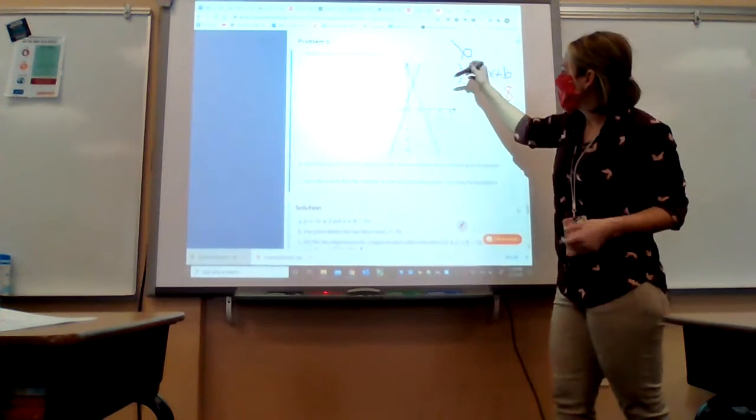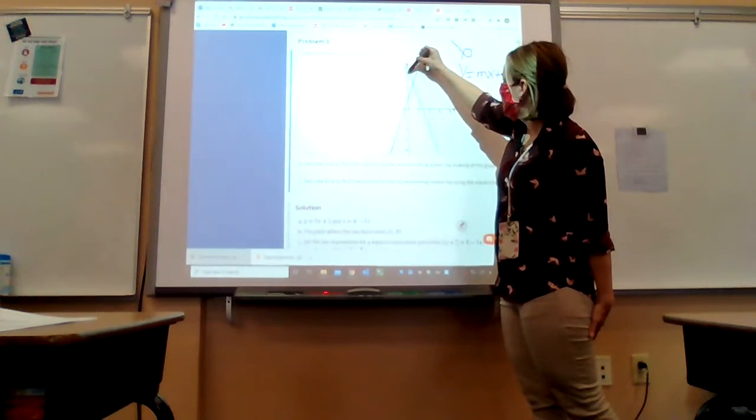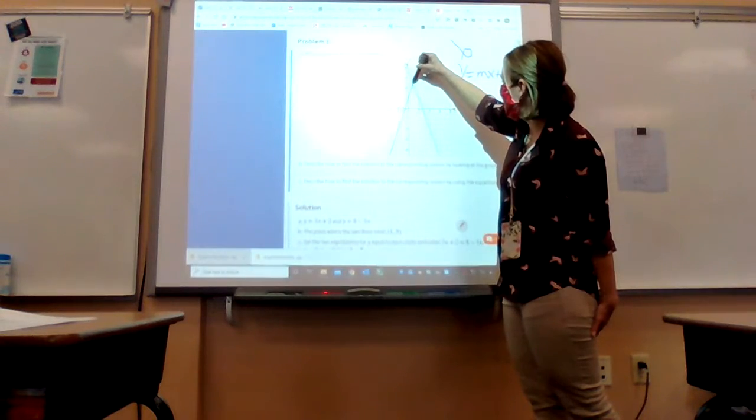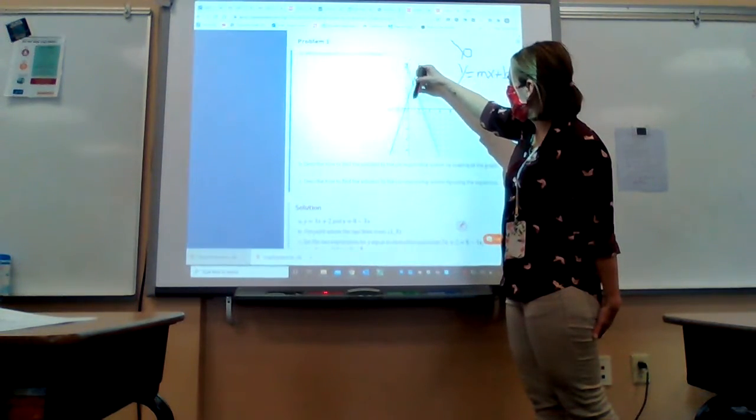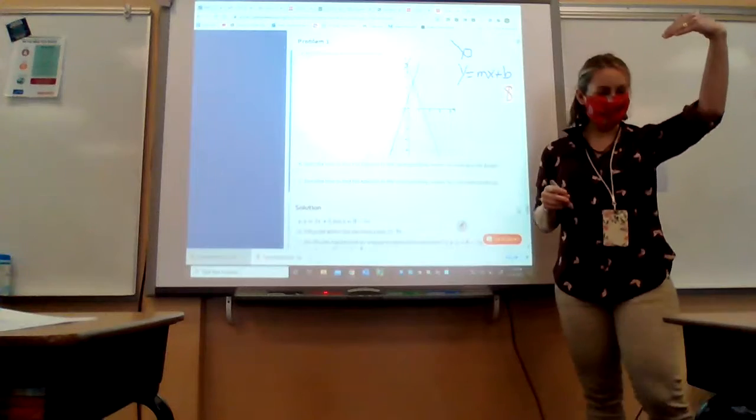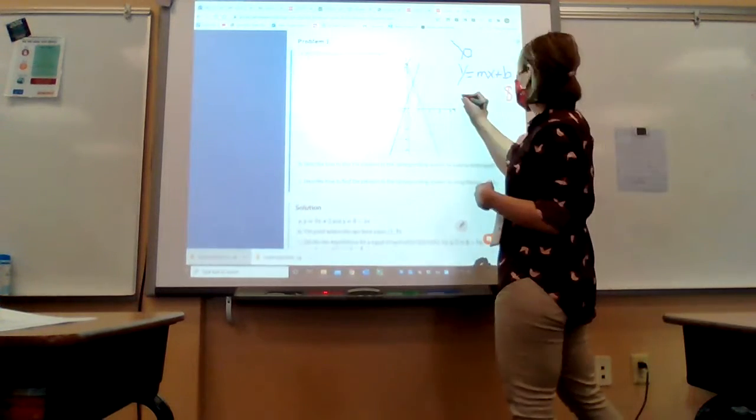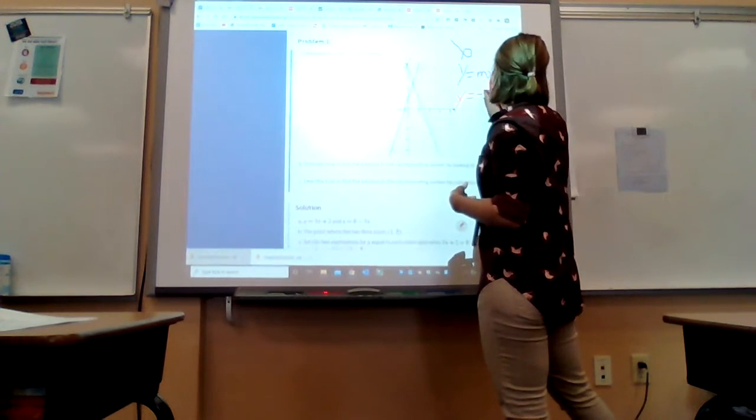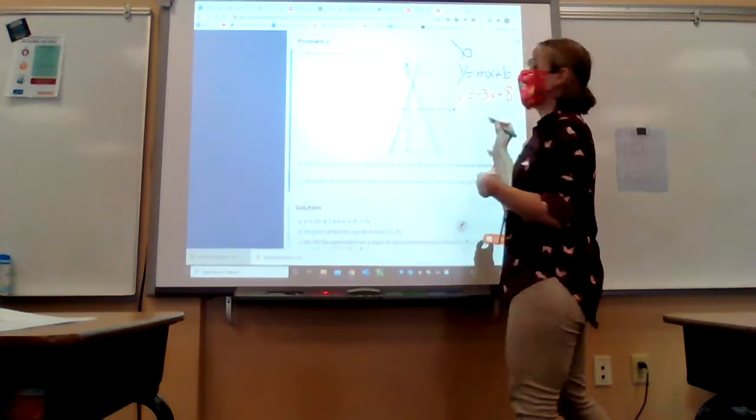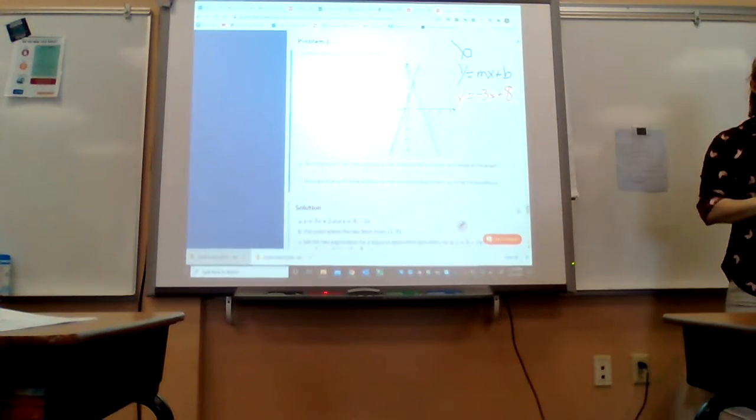And then we can find the slope. It goes down 1, 2, 3, and over 1. Down 1, 2, 3, over 1. So the slope is negative 3. Y equals negative 3x plus 8. Does that make sense? Yes.